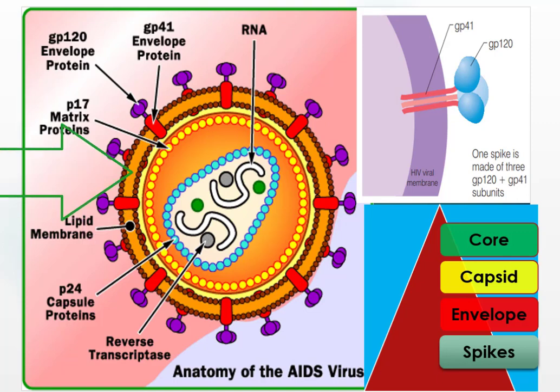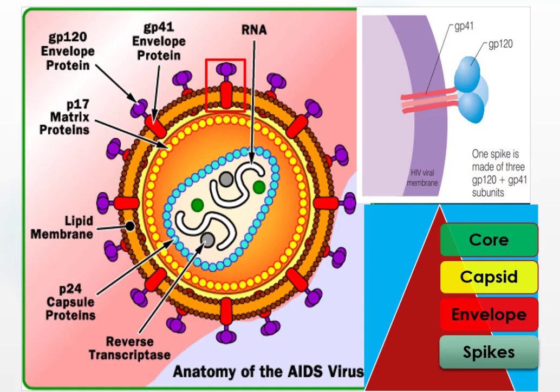The next one is the outer coat that encloses the matrix protein. This outer coat of the virus is known as the viral envelope, and it is composed of two layers of fatty molecules called lipids. The viral envelope is taken from the membrane of a human cell when a newly formed virus particle buds from the host cell. Due to this, the envelope is a fatty coat and has 72 little spikes that protrude out from it.